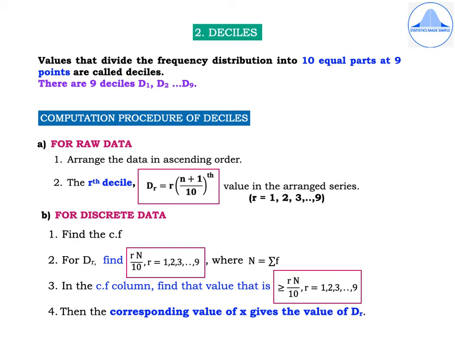Depending on which decile is asked in the question, the appropriate value of r should be replaced in the formula.